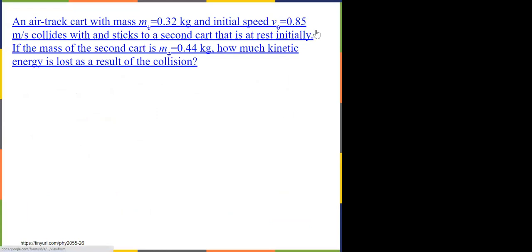We'll take a look at this example here. It says an air track cart with a mass of 0.32 kilogram and an initial speed of 0.85 meters per second collides with and sticks to a second cart that is at rest initially. If the mass of the second cart is 0.44 kilogram, how much kinetic energy is lost as a result of the collision? So it tells you there's a collision, and after the collision, the two stick together.